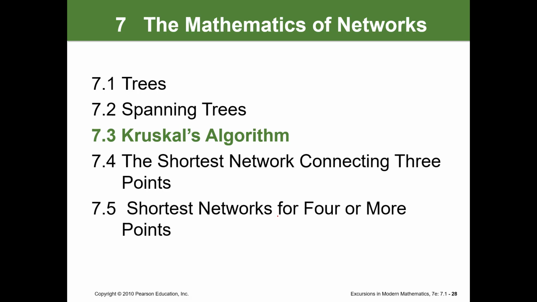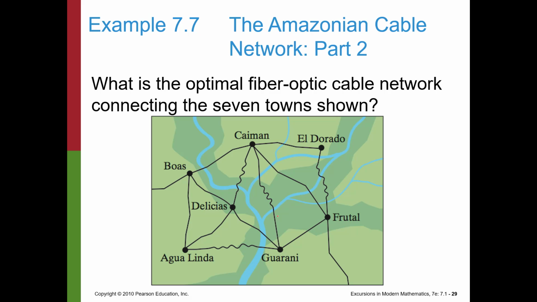So we are moving on to section 7.3. And in section 7.3, because we're dealing with networks and trying to make trees, this is going to be easier than the traveling salesman problems. And Kruskal's algorithm, which is a modification of what we just went over in the last example, turns out to be what's going to work.